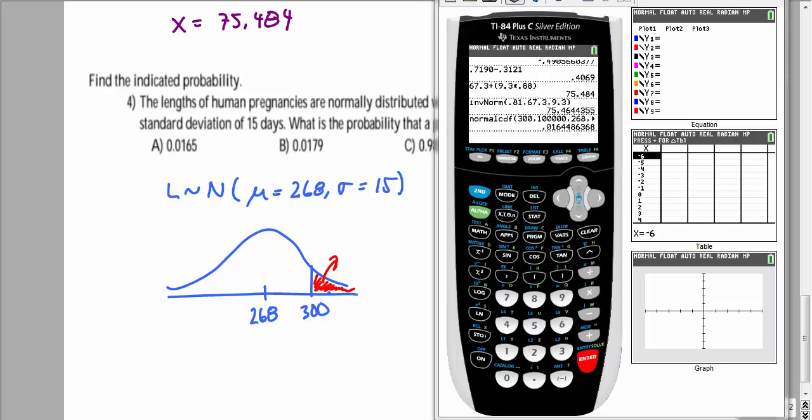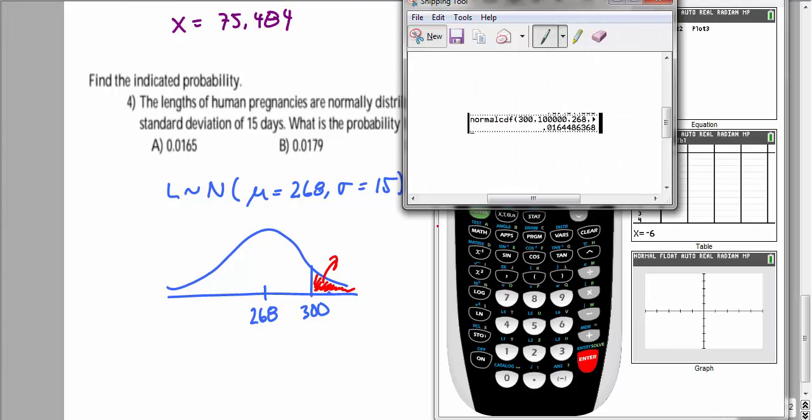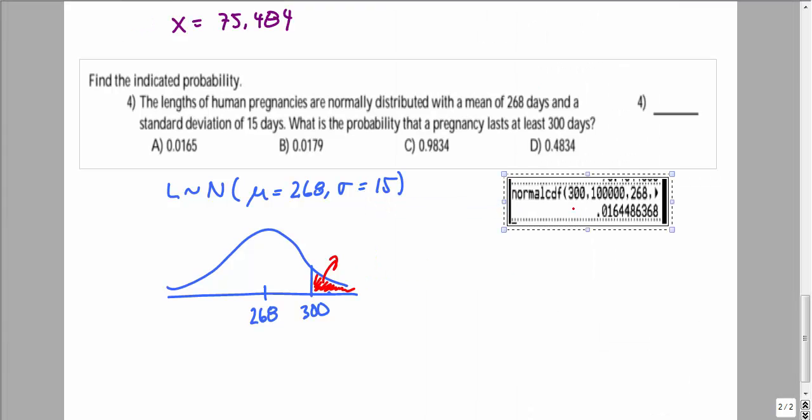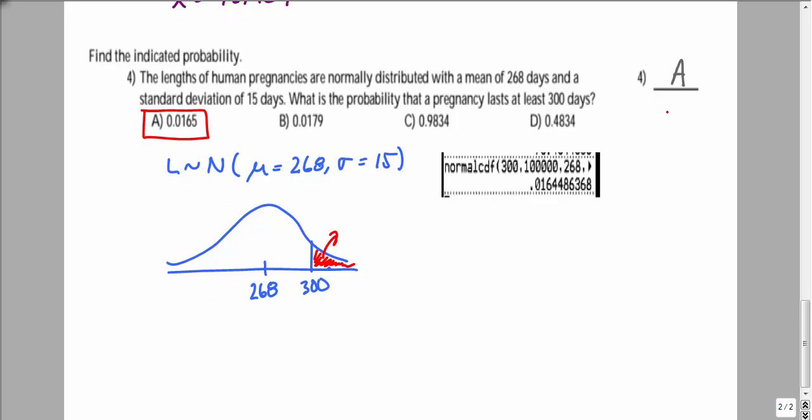So that is my area, and then we'll see if we have a close value, and then we'll also find the same thing using the tables. So 0.01644. Okay, so that looks closest to letter A. And so our calculator helps us find that value. Now for our normal tables, what I do is I compare this length distribution to the z distribution.